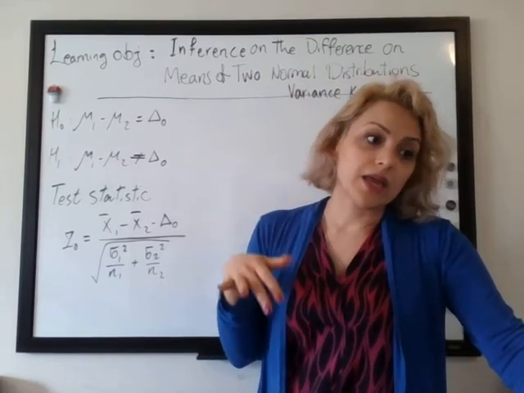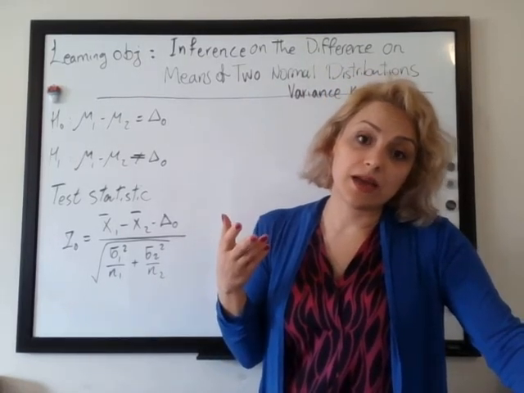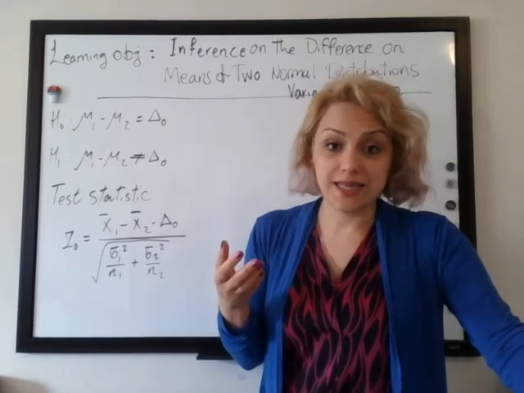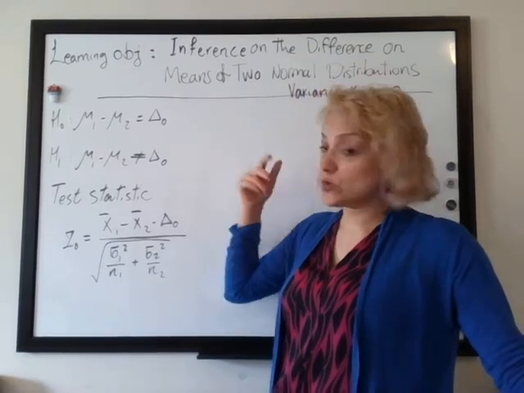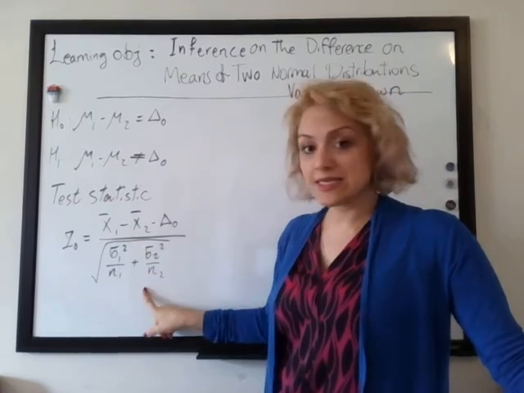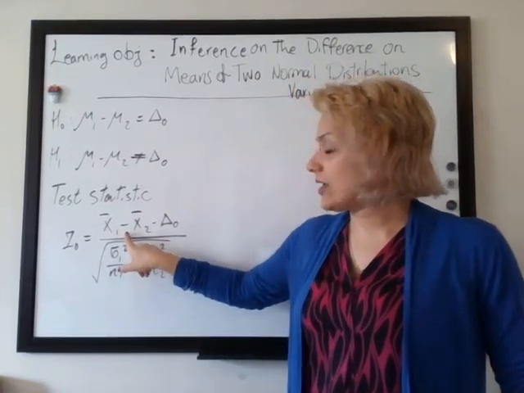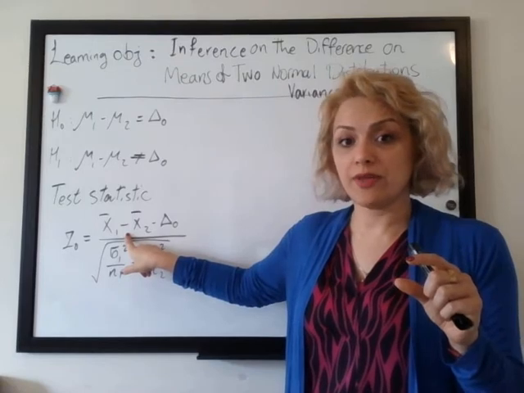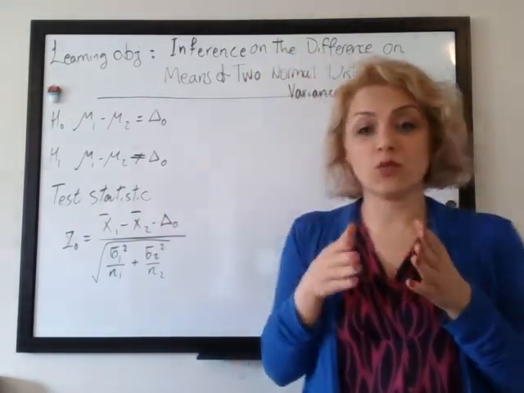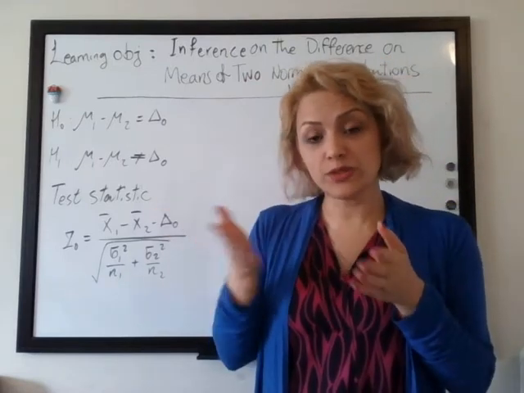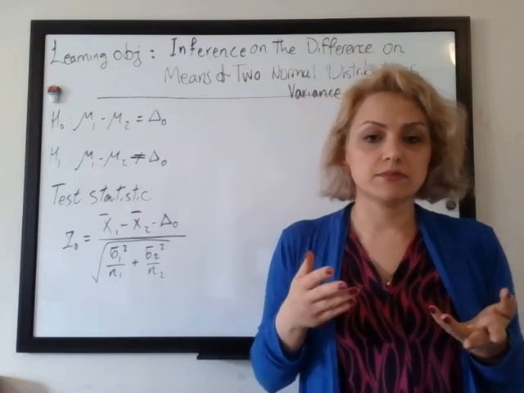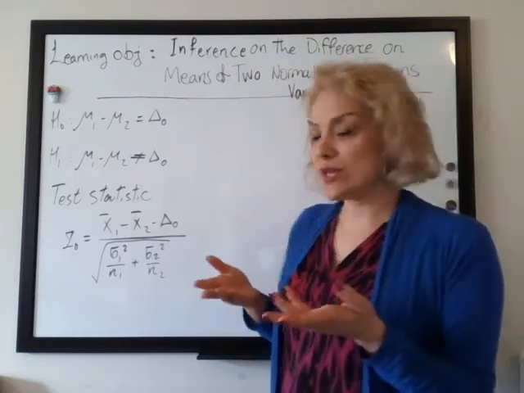Then we want to see what our test statistic would be, right? When we are working with two samples, case 1, the test statistic is going to be this. Look here, it's very similar to when we had one sample. When we had one sample, the test statistic was x bar minus mu divided by the standard error, which was sigma over the square root of n. So here it's very similar.